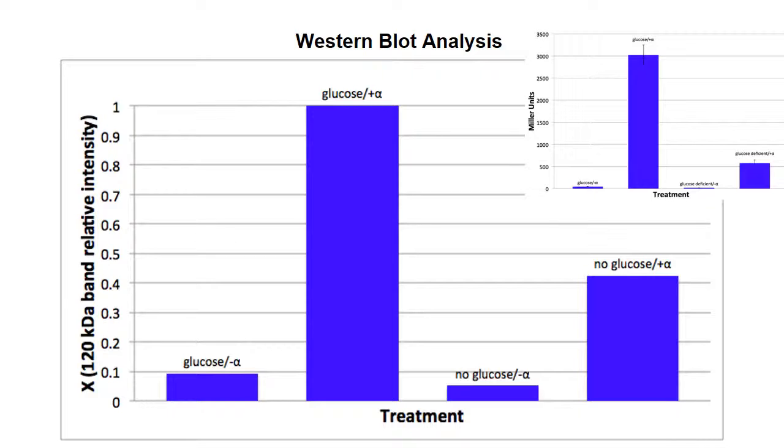This should look pretty familiar because it's very similar to the graph of our beta-gal assay, with beta-gal found in high concentrations where there is sufficient amounts of glucose and alpha factor is present. Also, a significant decrease in the amount of beta-gal present when we deprive the yeast of glucose. The treatments with no alpha factor showed minimal amounts of beta-gal, as we predicted and shown in previous slides.